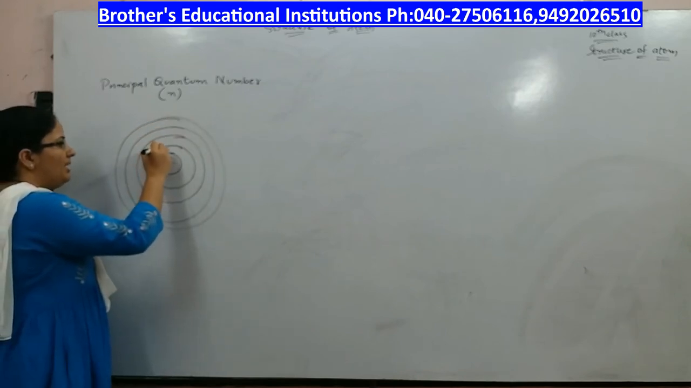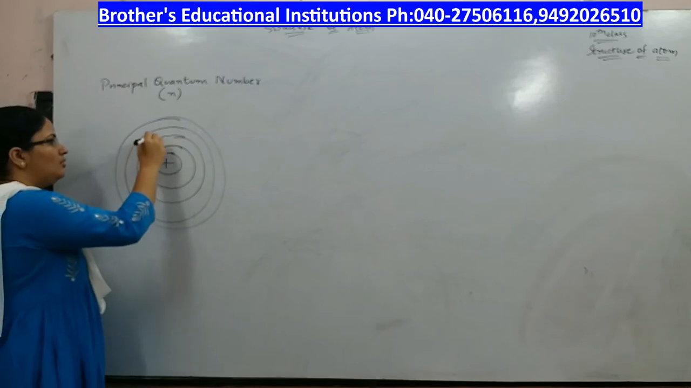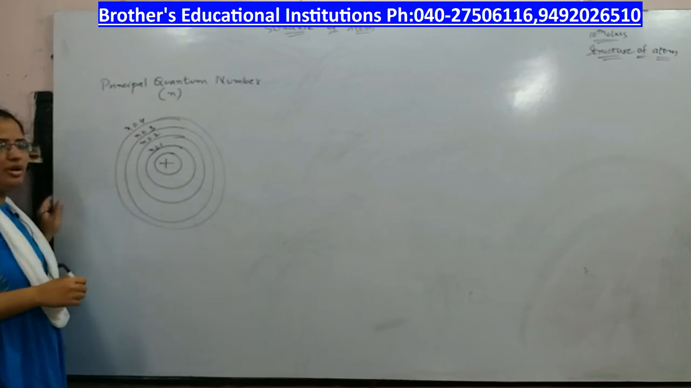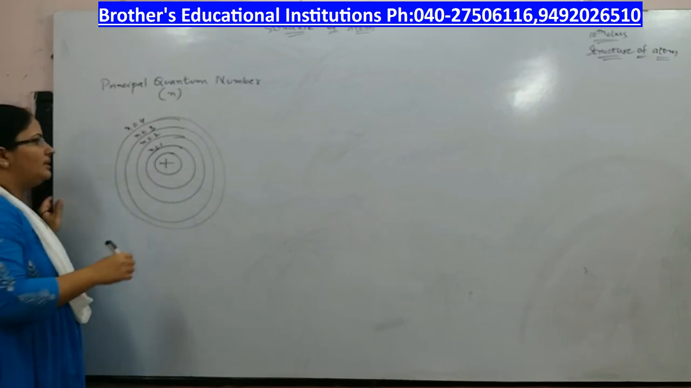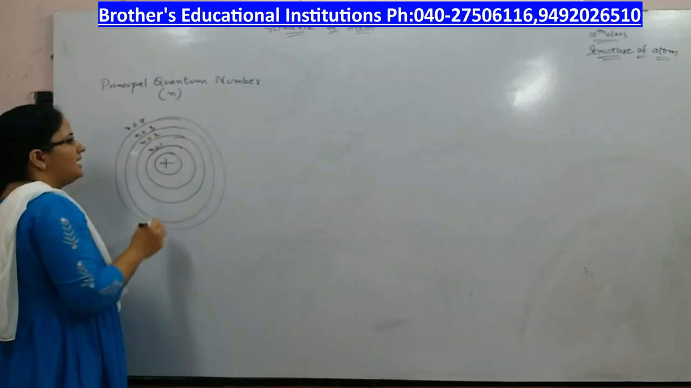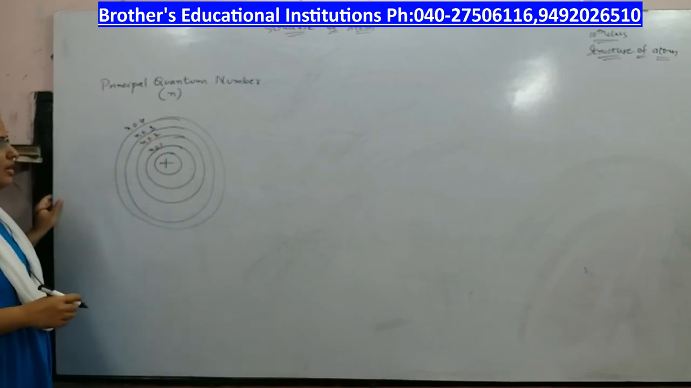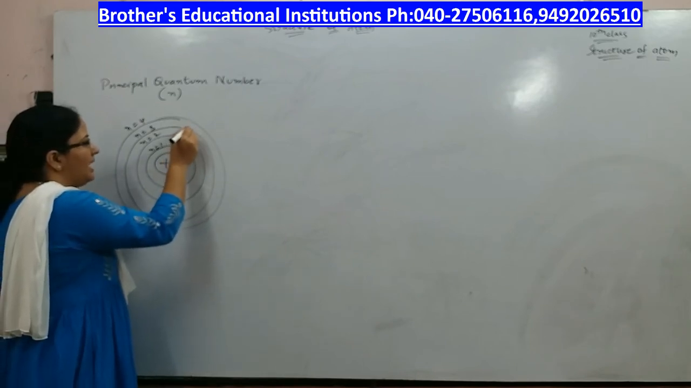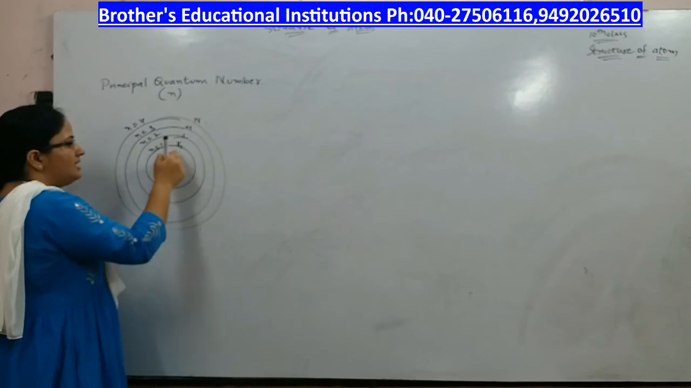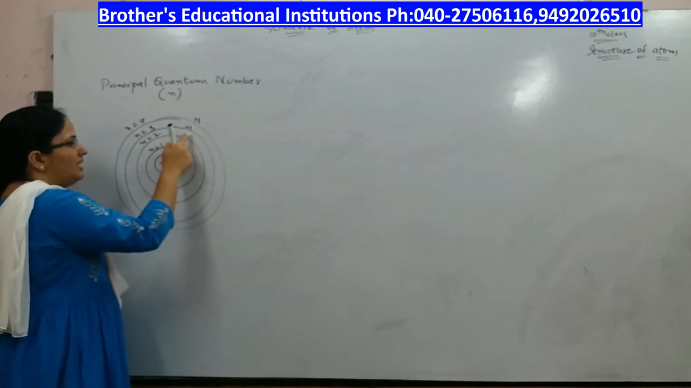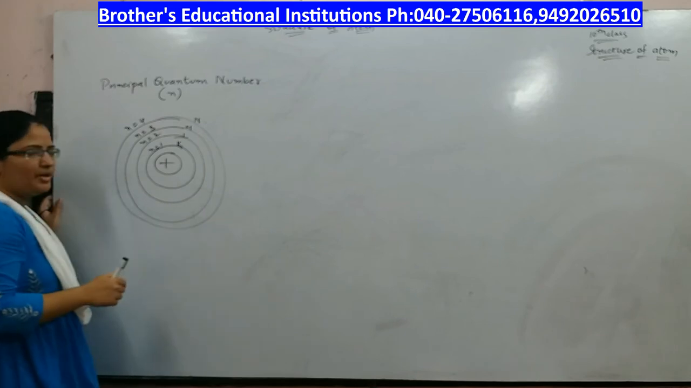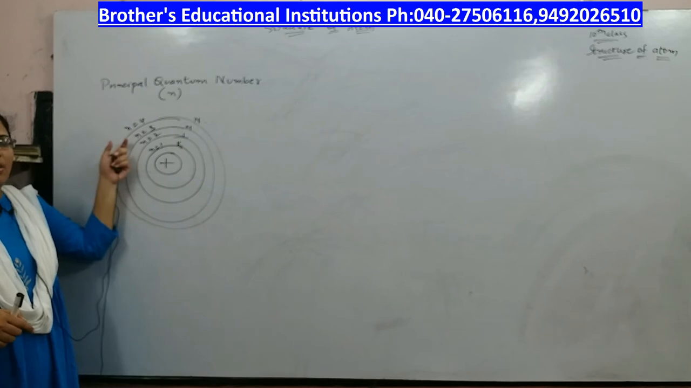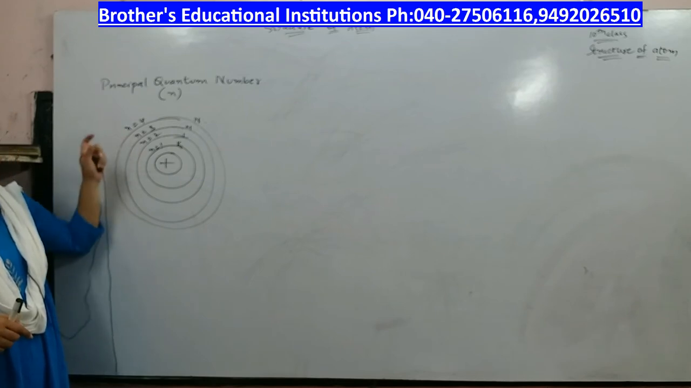Now, n will be equal to 1 for the first orbit, n equal to 2 for the second orbit, n equal to 3 for the third orbit, n equal to 4 for the fourth orbit and so on. Here, the increase in n value indicates the increase in size and energy of the orbit. It can also be represented by K, L, M, N. Least energy is there for K, next is L, next is M and N is the orbit of higher energy. As n value increases, the size and energy also increase. So, this is the principal quantum number.